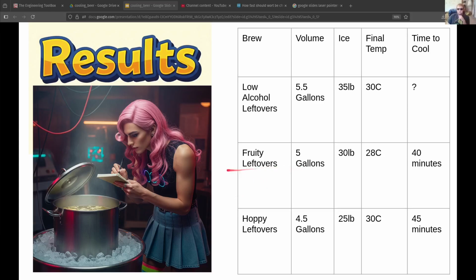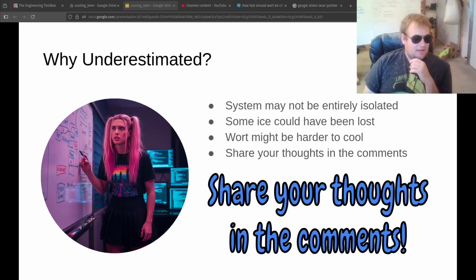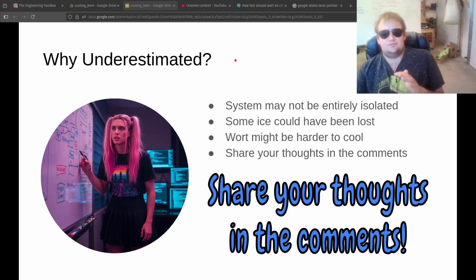The fruity leftovers was 5 gallons and took 30 pounds of ice and had a final temperature of 28 degrees Celsius, and it took 40 minutes to cool to that 28. The hoppy leftovers was a 4.5 gallon batch, 25 pounds of ice to cool, and had a final temperature of 30 degrees Celsius, and it took 45 minutes to cool to that. Now I can make myself bigger again because there's room for me.